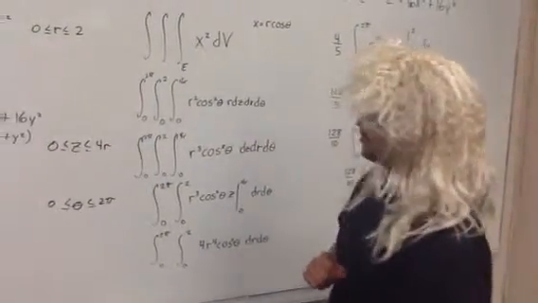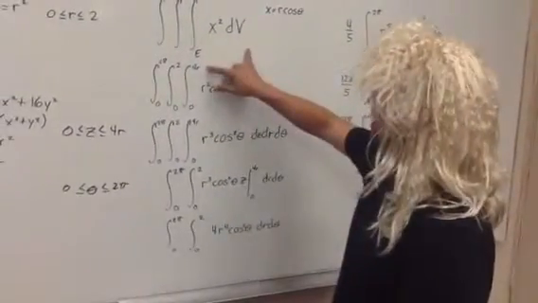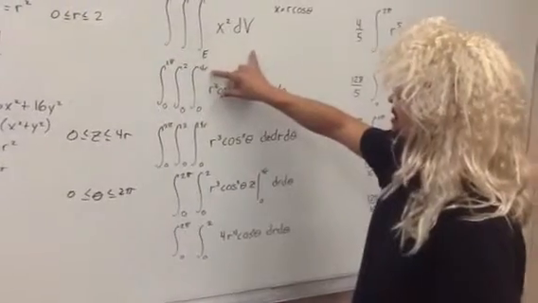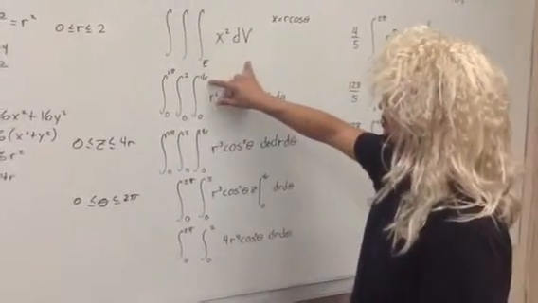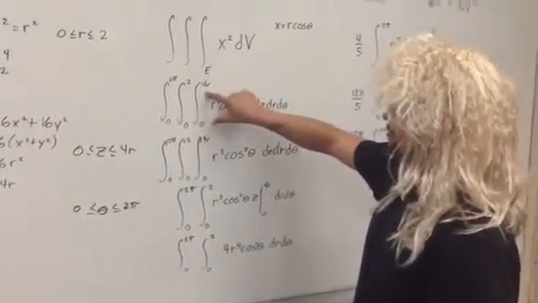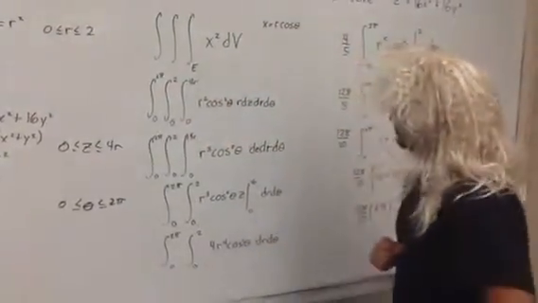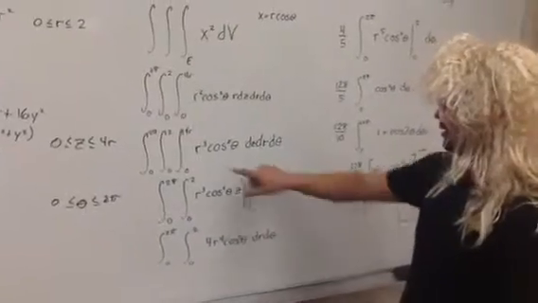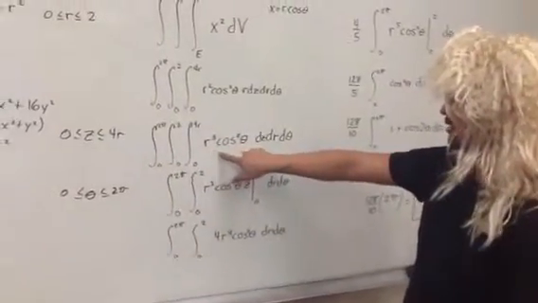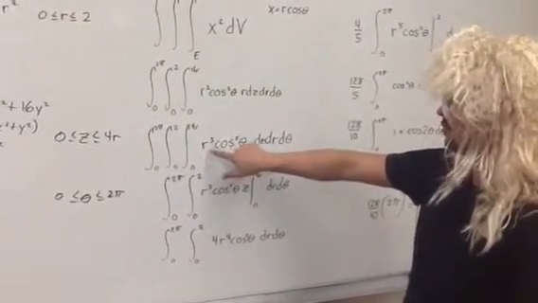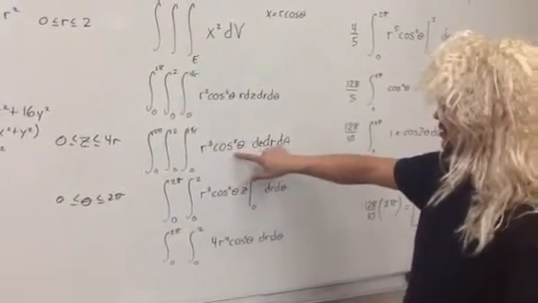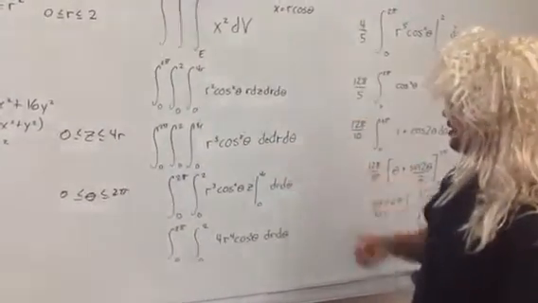Okay, now for our bounds. Since we have a constant with variables, we integrate that first, and then our constants on the outside. Okay, now we can integrate. Here we have our integral reduced, which is r cubed cosine squared theta dz dr d theta.